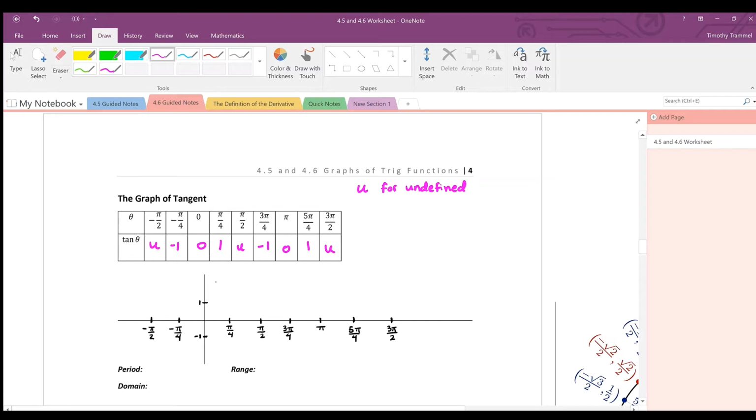Okay, and we are going to follow it. All of these places where you see the U, that's actually going to be the spot of a vertical asymptote. Let's maybe sketch that in here. And our next one was at 3 pi over 2.